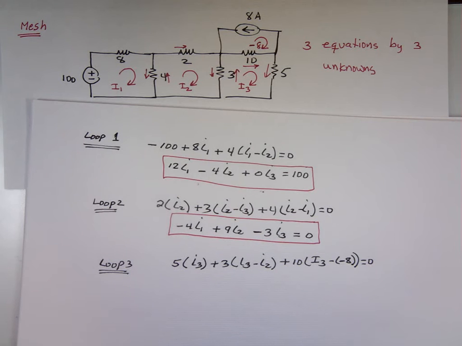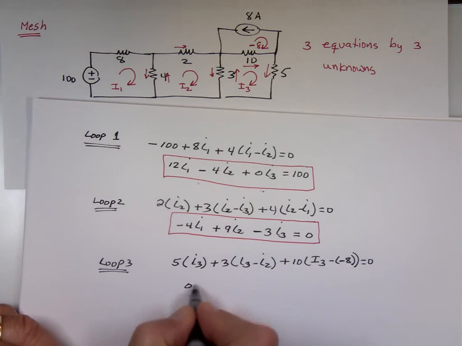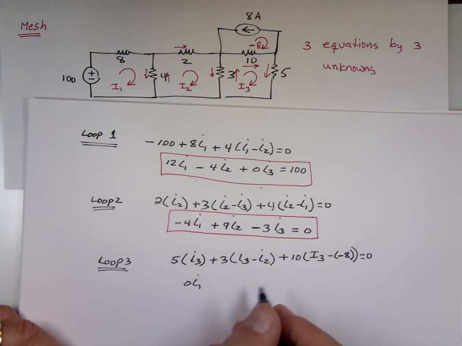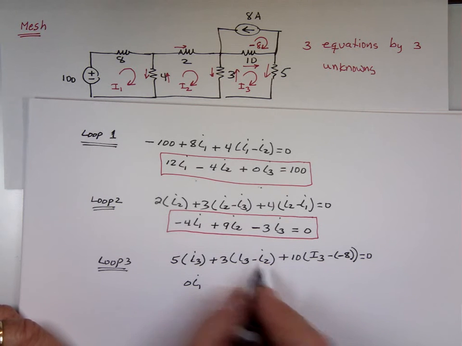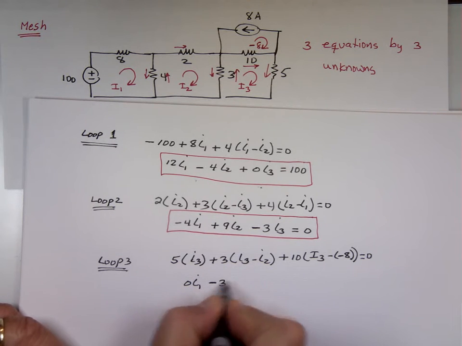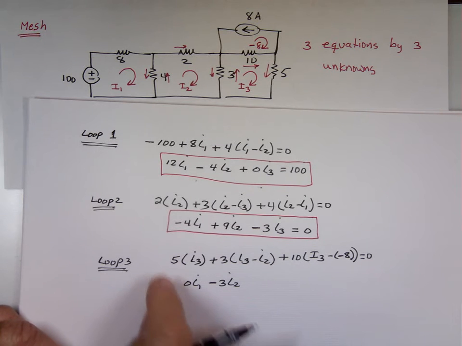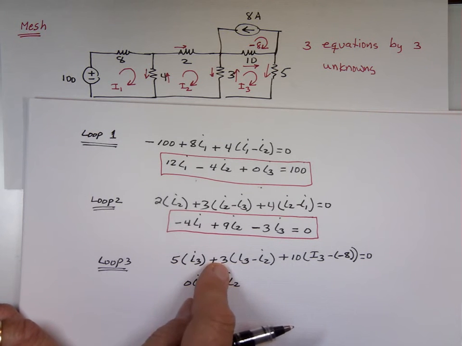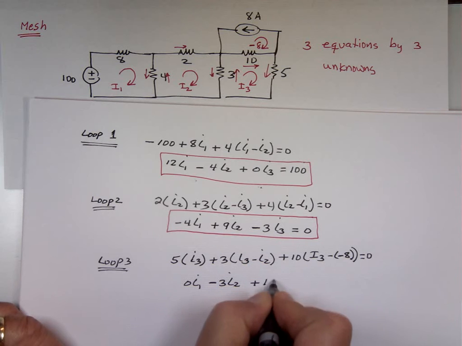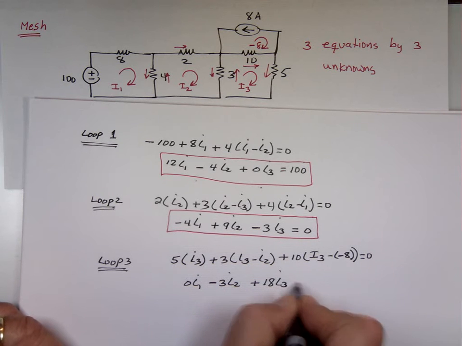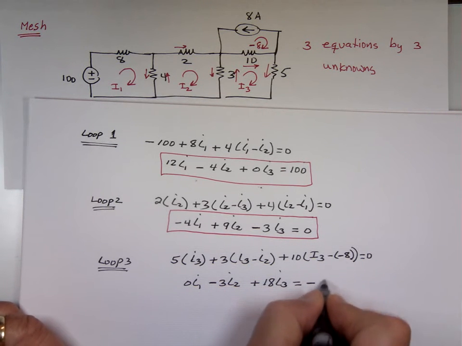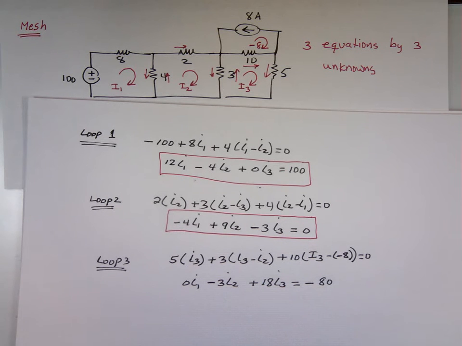Now let's clean it. There is no I sub 1, that's 0 I sub 1. I sub 2, do we have I sub 2? It looks like negative 3 I sub 2. 5 and 3, 8. 8 and 10, 18. I sub 3 equals what? Negative 80. And that's my third equation.